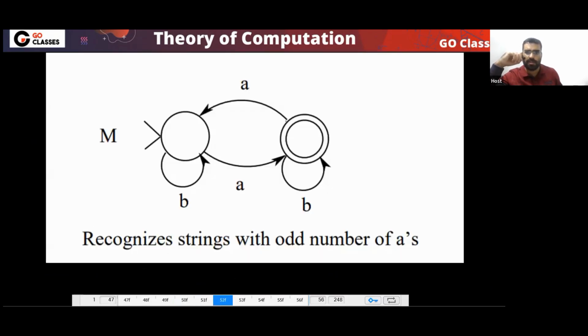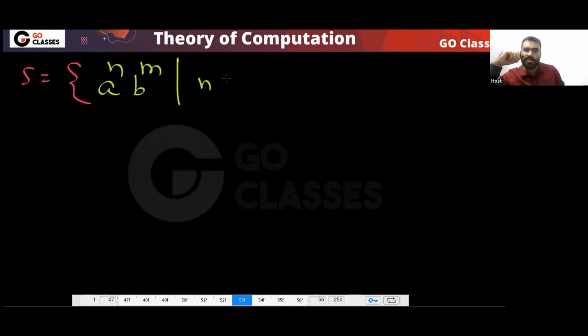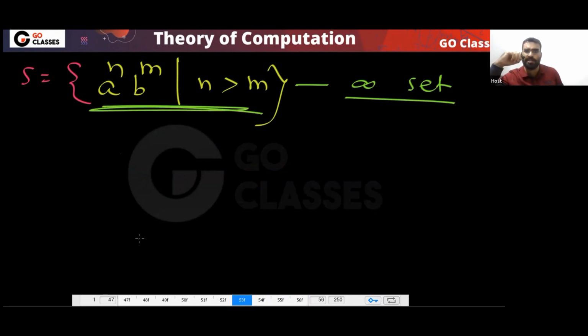Now let's see this one. In this question also, I'm giving you a set. For example, A power n, B power m, where n is greater than or equal to m. Now you tell me, is this an infinite set? This is also an infinite set, right? So at least two of them will go to the same state.